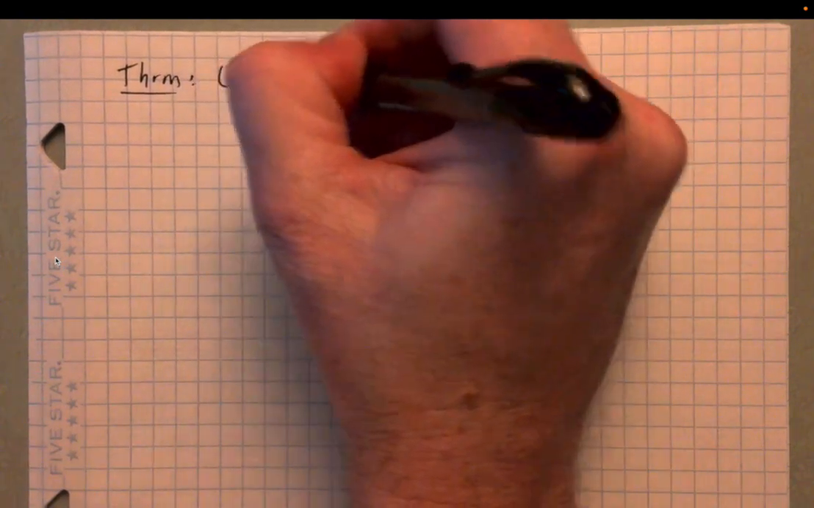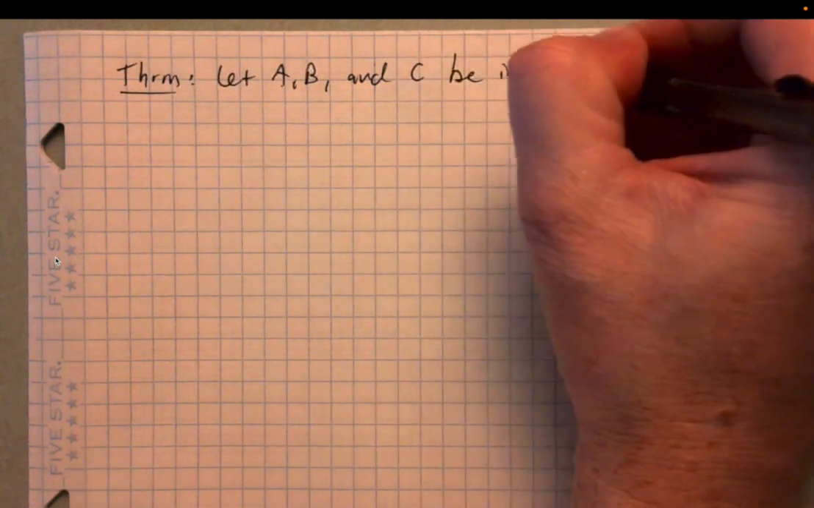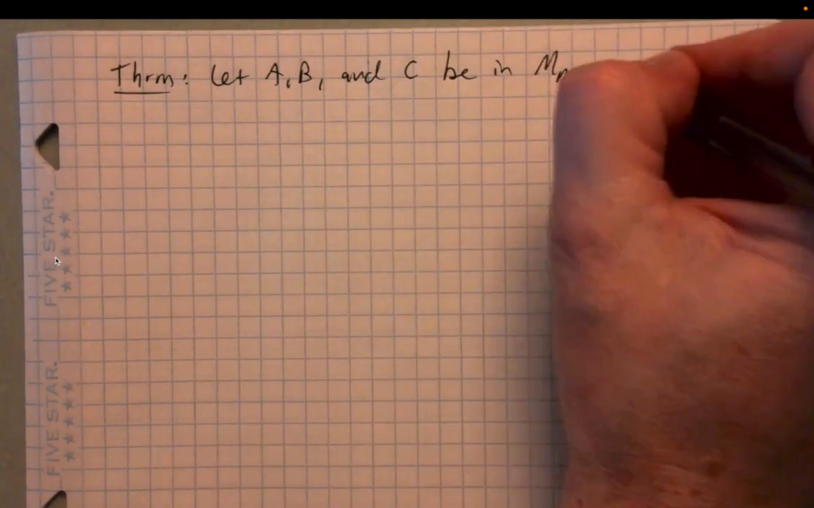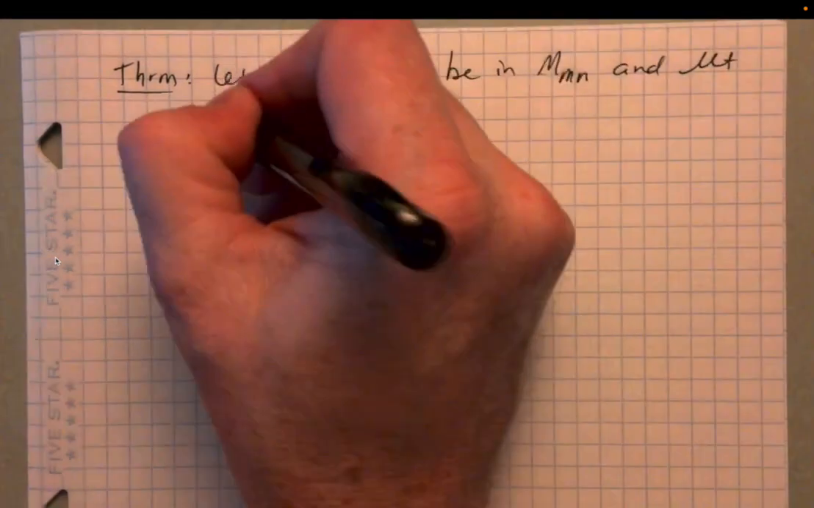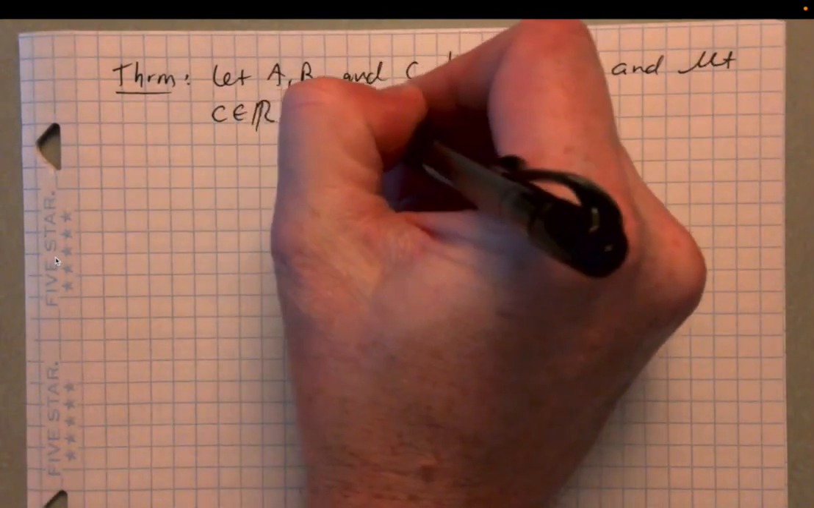Now that we have matrices and we have operations with matrices, let's talk about all of the properties of matrices. So here comes the obligatory laundry list of properties. Okay, so let A, B, and C be in the matrix set M_mn, and let c be a real number. Okay, then, here we go.